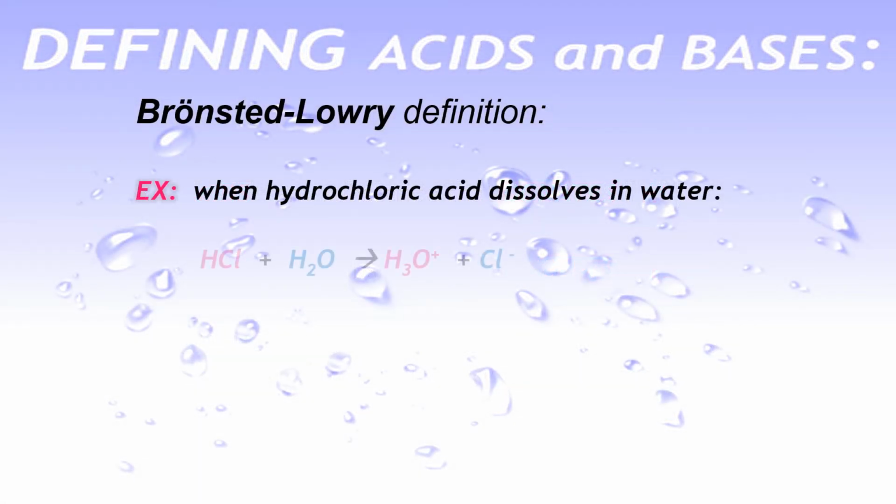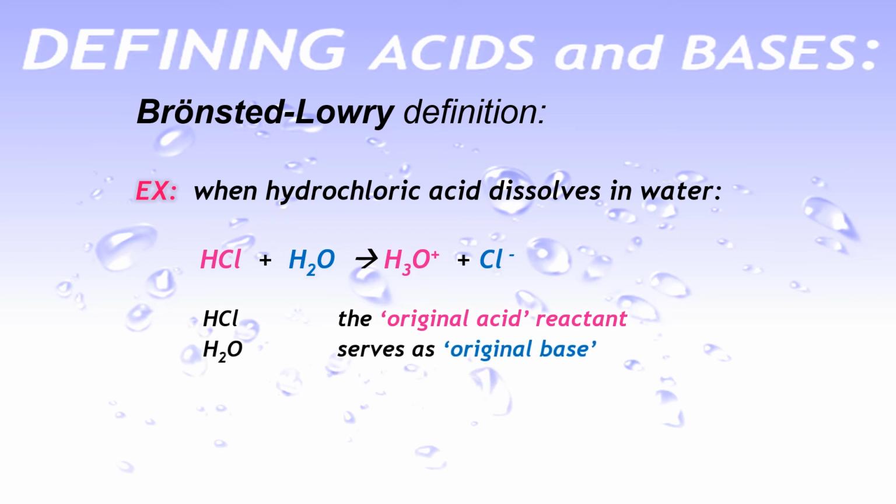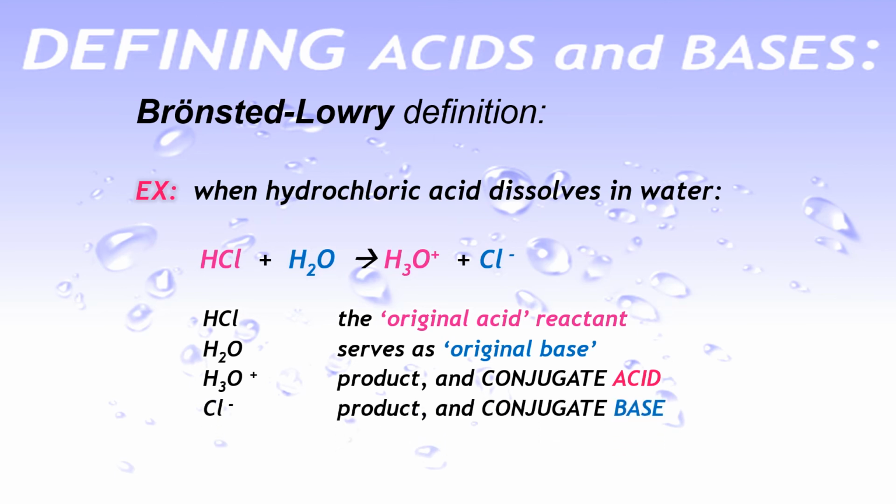So an example of the Bronsted-Lowry definition is an equation we've used before, where hydrochloric acid reacts with water to form hydronium and chloride ions. Hydrochloric acid is the original acid, a reactant. Water is the other reactant, and so it serves as the original base. Hydronium is the product, and since it has an overall positive charge, it is a conjugate acid. And then chloride is also a product, and it's the conjugate base.